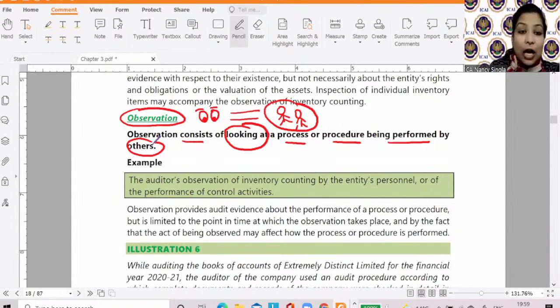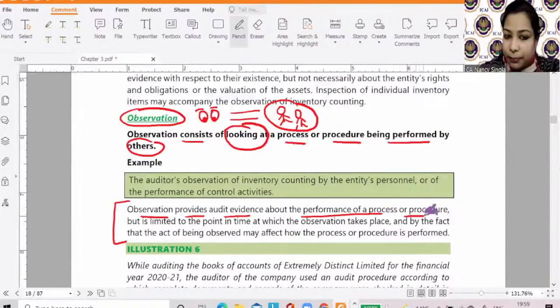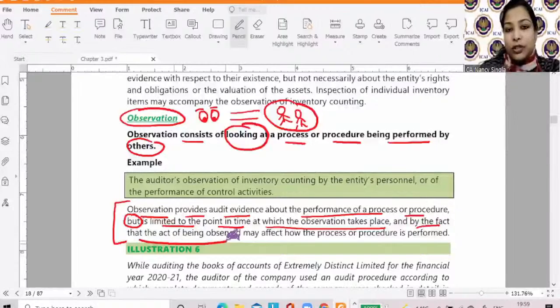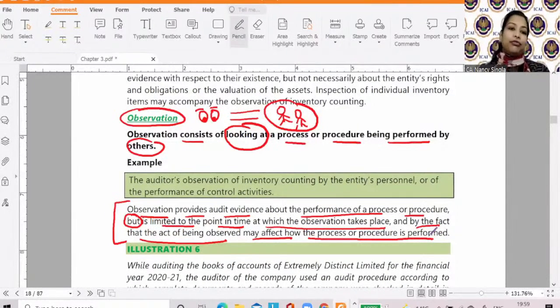Okay? So let us see how beautifully this meaning comes out of these three lines. And a very important line: observation provides audit evidence about the performance of a process or procedure, but is limited to the point in time at which the observation takes place. Only for that point is the observation happening properly. And the fact that the act is being observed, you know that I am sitting on your head and observing how you are giving the test, it may affect how the process or procedure is being performed.